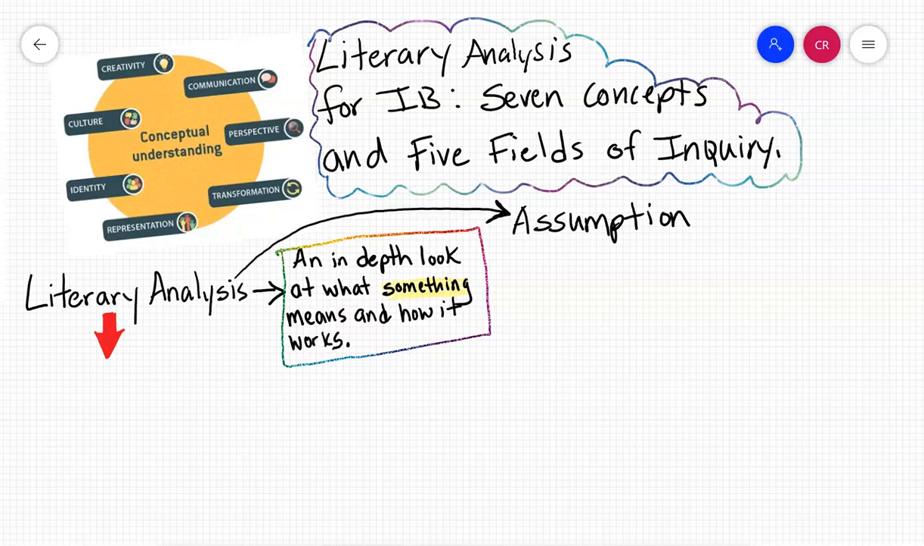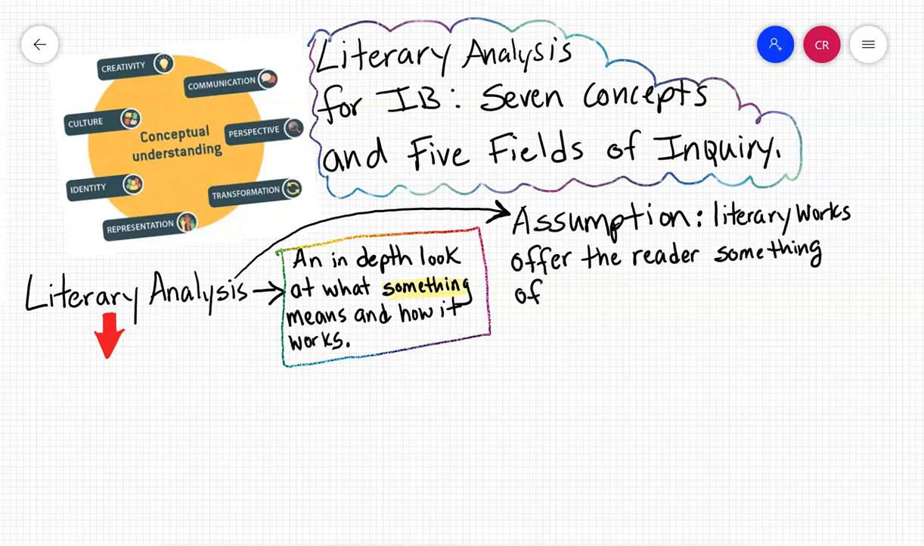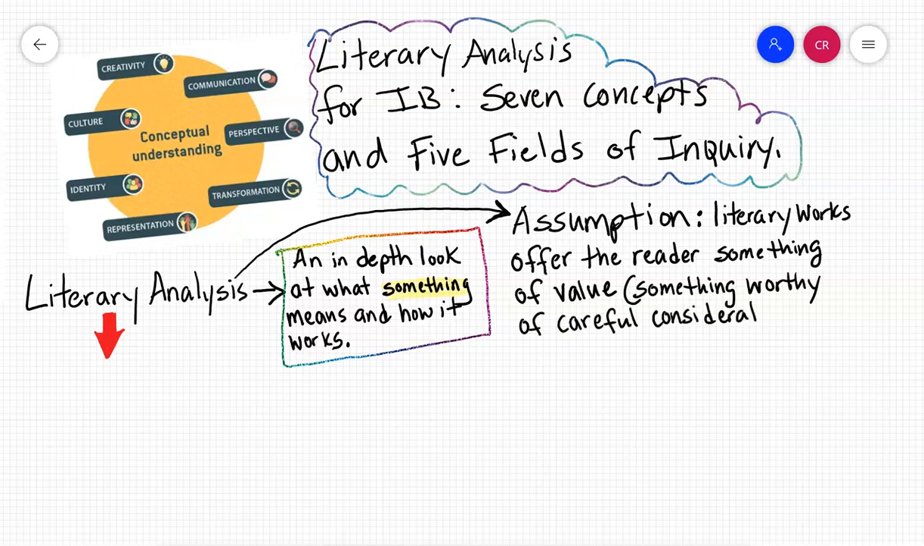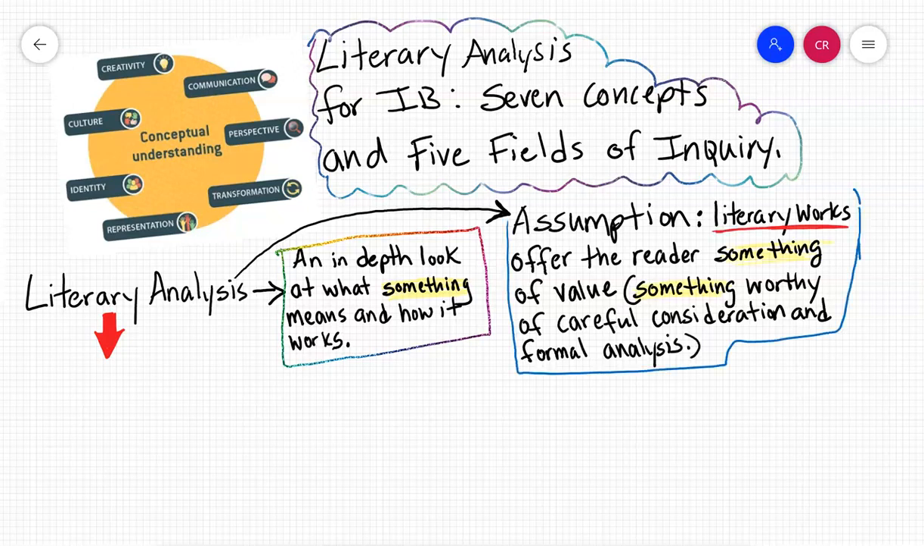And when we do literary analysis, we make an assumption. The assumption that we're making is that literature is important, that literary works offer the reader something of value, something that deserves careful consideration, something worthy of our analysis. And this is important because without this assumption, we are just simply wasting our time. So I'm going to circle this right here.